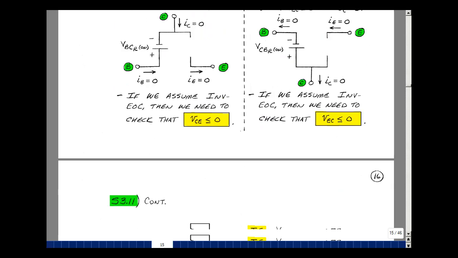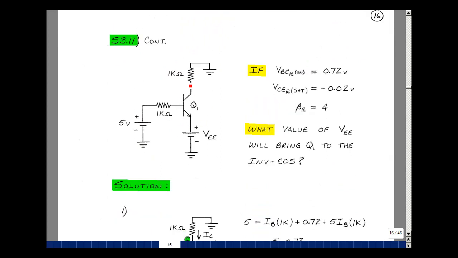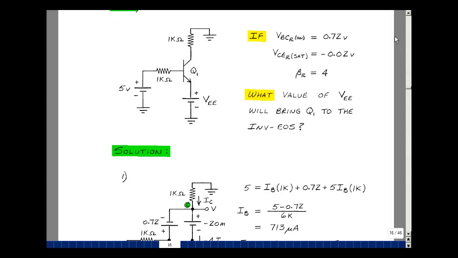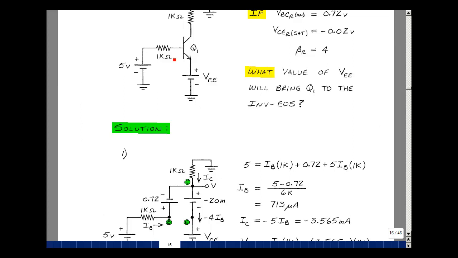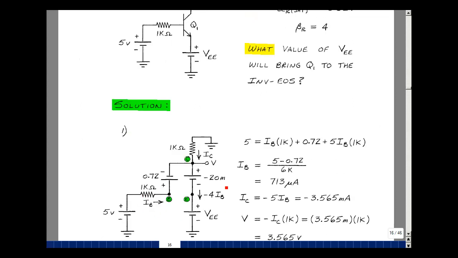Let's do an example. Take a one transistor circuit with two 1K resistors, a 5-volt battery, but now let's unspecify this. What value of VE would bring the transistor to the inverse edge of saturation if the base collector reverse voltage is 0.72 and the collector emitter reverse saturation voltage is minus 20 millivolts and beta R is 4? Our first step is to put the model in. Between the base and the collector, we've got the turn-on voltage of 0.72, and between the collector and emitter, we've got the saturation voltage of minus 20 millivolts. Label I sub B, and then label that I sub E is minus 4 I sub B.